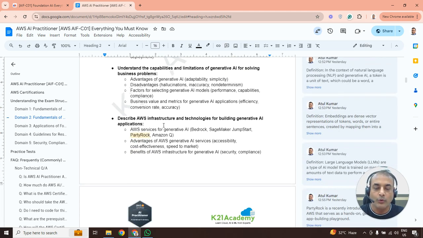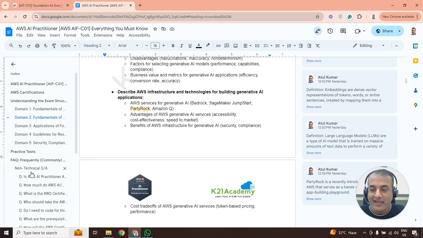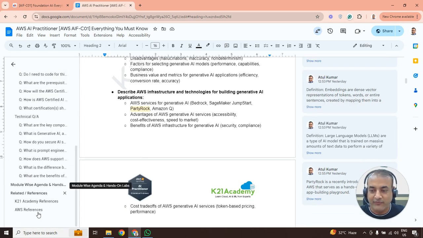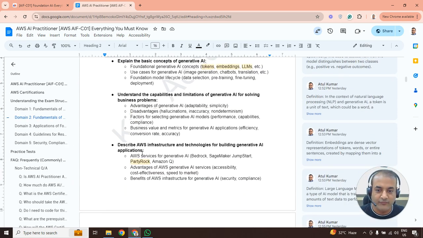Then you should also be familiar with the infrastructure and technologies for building generative AI applications. Oh, by the way, I forgot to mention, I'll also refer you to the documentation that you will need from AWS and Azure, so you can go deeper into where I'm extracting this information from.